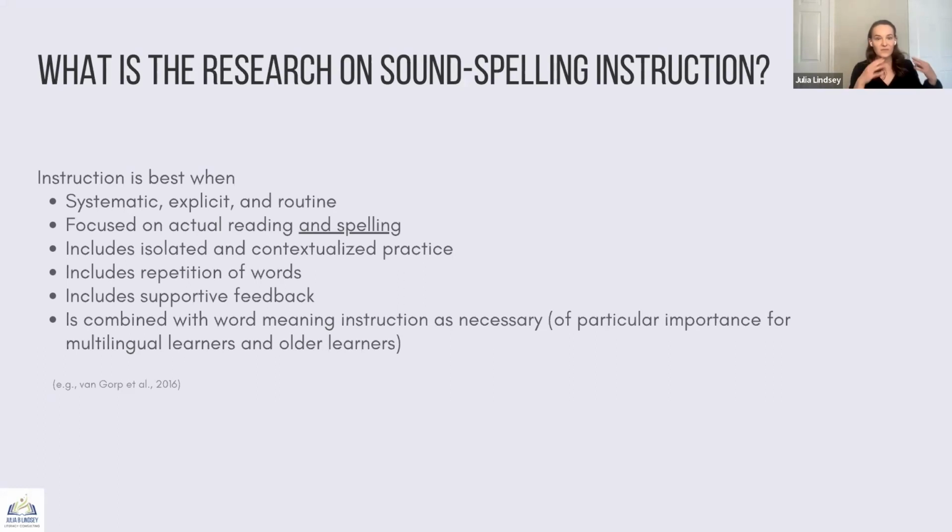We also see in research that this is really particularly important when we're thinking about children who are older, who are still learning to decode words. And again, our multilingual learners who need to have that oral vocabulary in order to be successful.